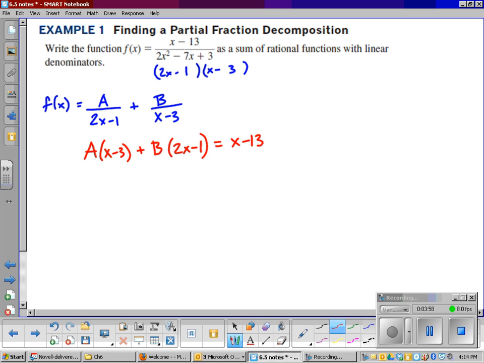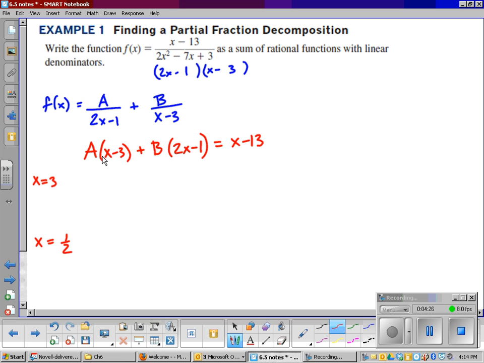The next step is to let x be 3 so that this is 0 here, and that takes that term out, and I can solve for B. I also need to let x be 1/2, so that if x is 1/2, this is 0, takes this term out, and I can solve for A. So you're always going to let x be the roots of each of the linear factors. Okay, and that lets you know what A and B are.